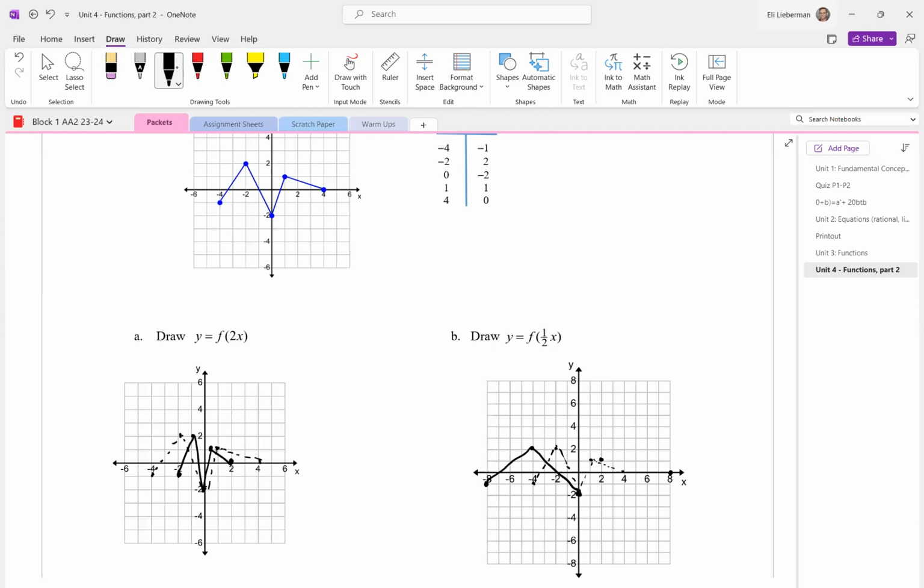Okay, so I connect the dots. It looks something like this. Oops. You see the stretch? Now, if it would have been 1/3 x on the inside, stretched by 3. If it would have been 2/3 on the inside, stretched by 3/2. Nice.